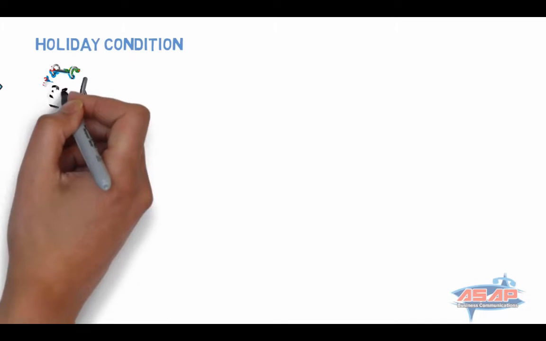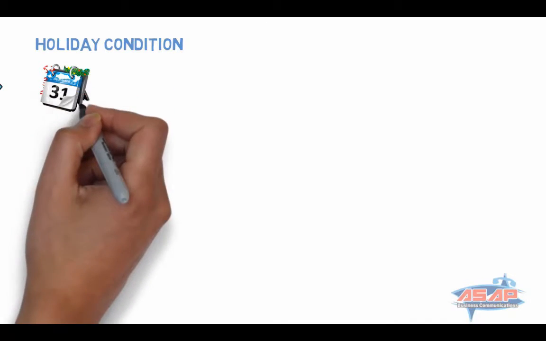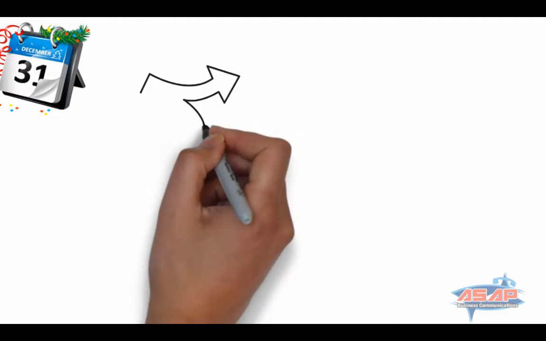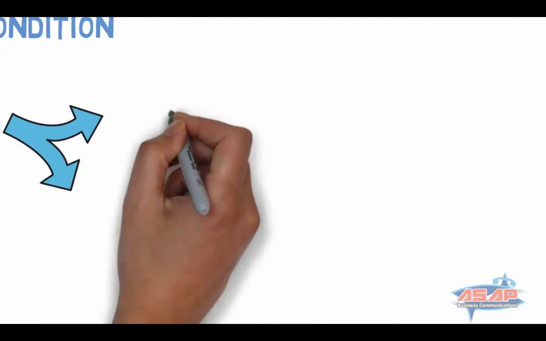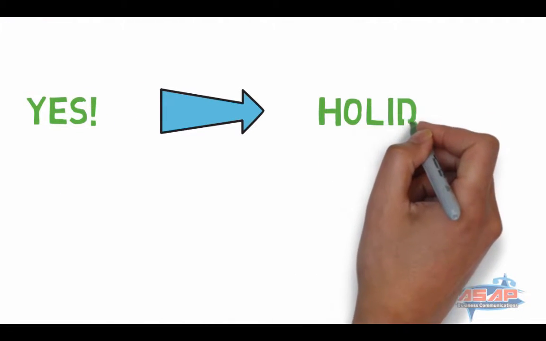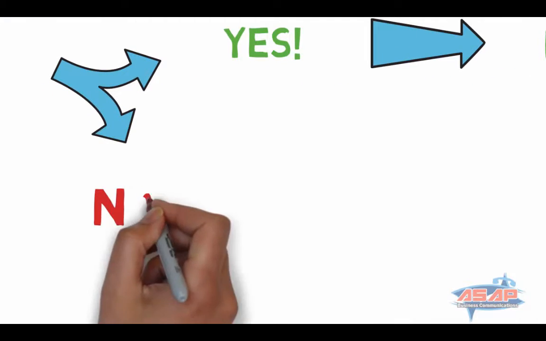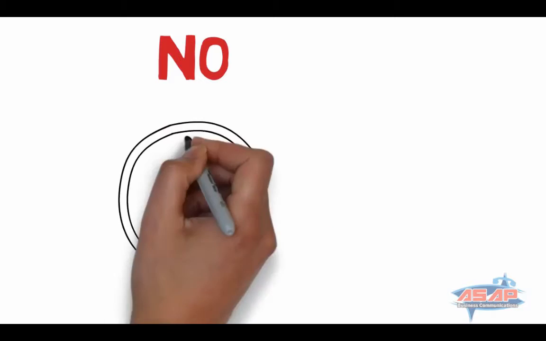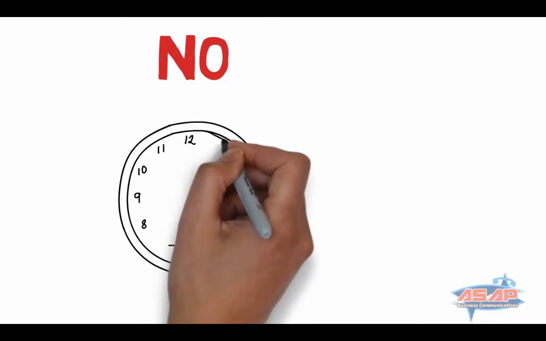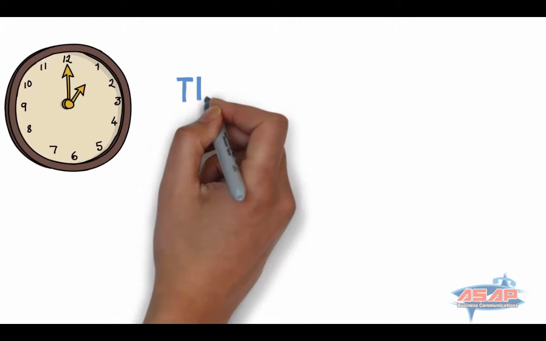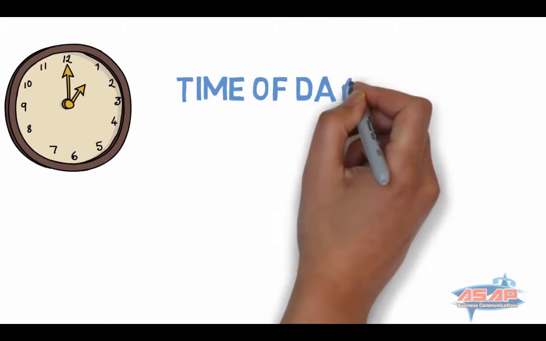The next condition is called the holiday condition. The holiday condition checks the system's internal calendar to determine if today is a holiday. If today is a holiday, the call will be sent to a holiday IVR, where callers may hear, "Thank you for calling ABC Manufacturing Company. In observance of the holiday, our office is closed today." If today is not a holiday, the call will proceed to the next condition.